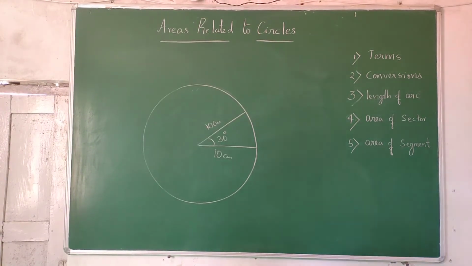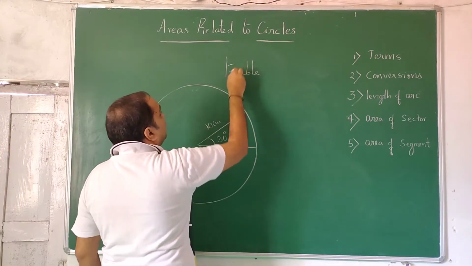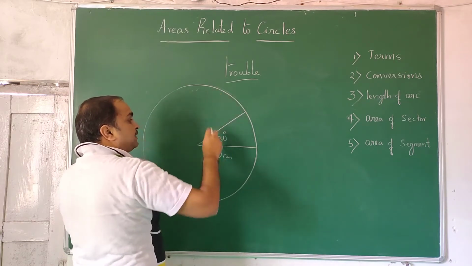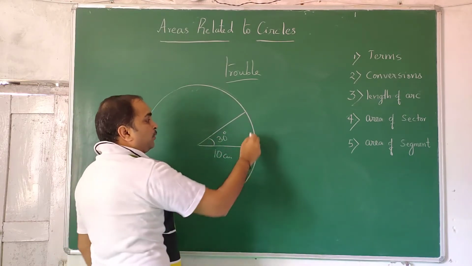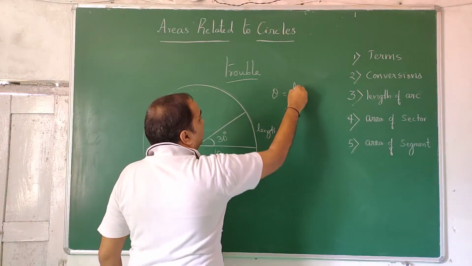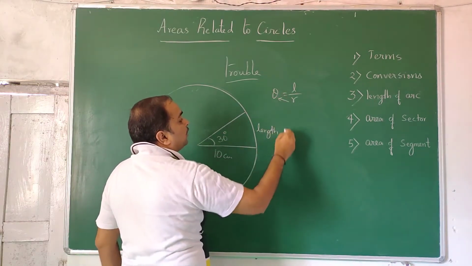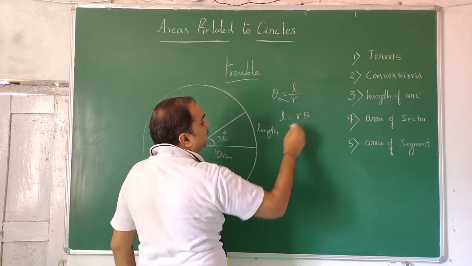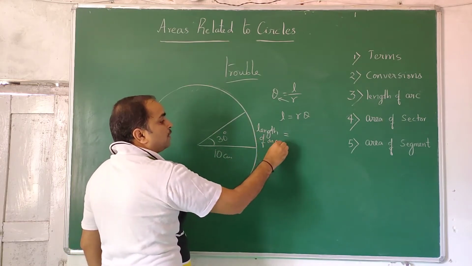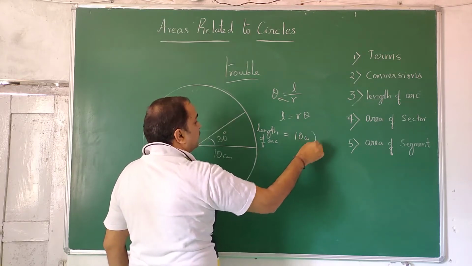See students, this is a problem and there is a trouble here. The trouble is, this radius is 10 centimeters. This angle is 30 degrees. This is also 10 centimeters obviously. We want length of arc. As we know that theta is equal to L by R, length of arc by radius. So obviously length should be cross multiplication of this. So length should be equal to R times theta. This length of arc we want. So R, 10 centimeters, into 30 degrees.